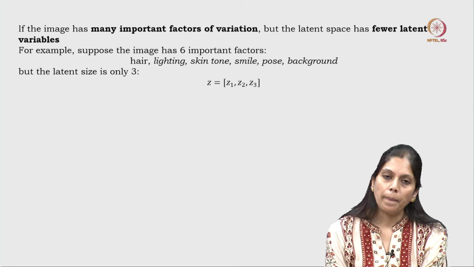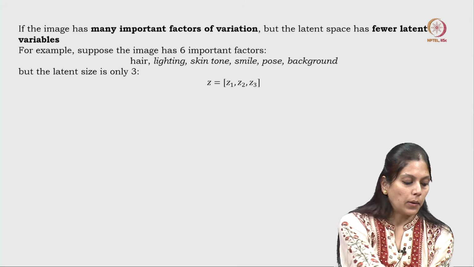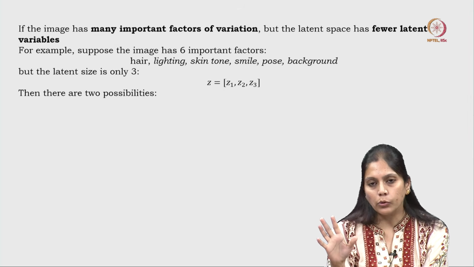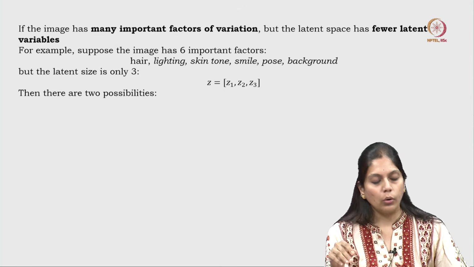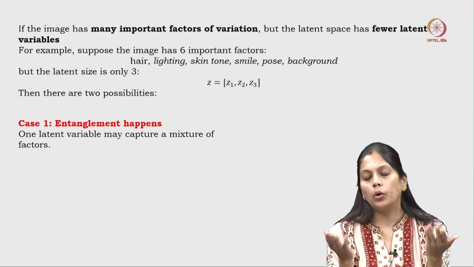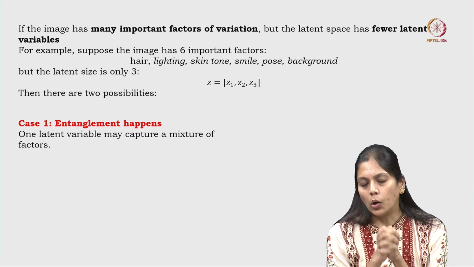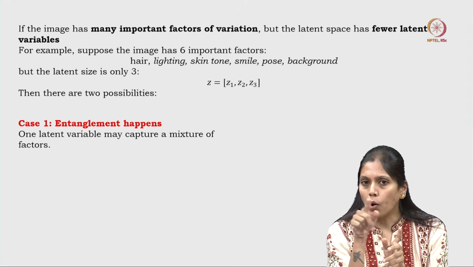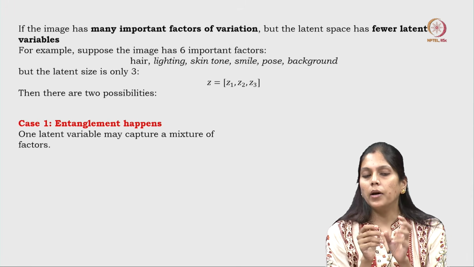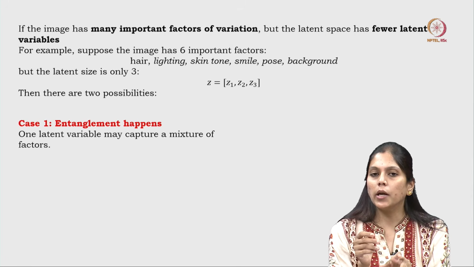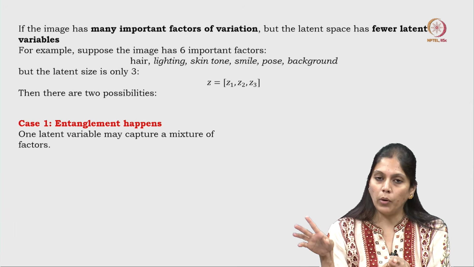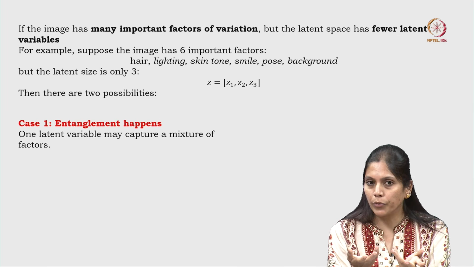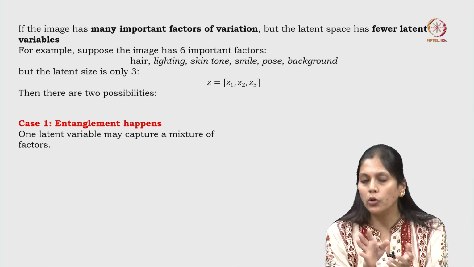What is the possibility? There are 2 possibilities. What is the first possibility? Allow the entanglement to happen. That is one approach. If you allow the entanglement to happen, then only can it capture all of that information. If it captures all of that information, then only the reconstruction will be proper. So if you allow entanglement here, this is the only solution that we are able to see at this point of time.